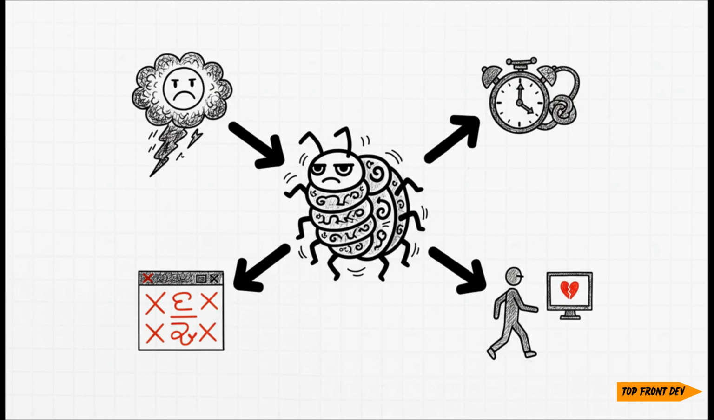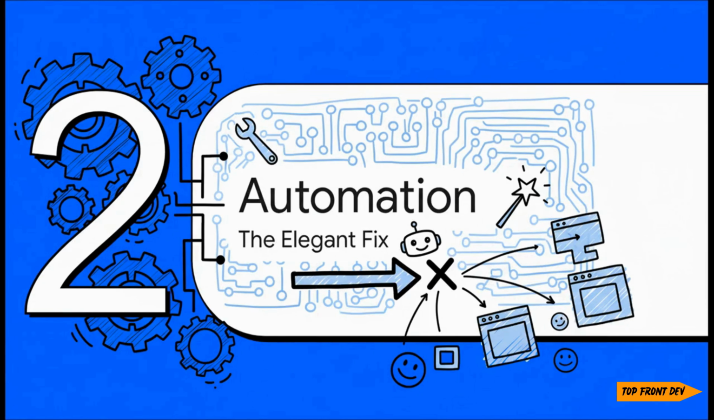Decreased efficiency, that means your app feels slow and clunky. And you know what happens when people get bored and annoyed? They start making mistakes. But the real kicker is that all of this leads to lower retention. If your app doesn't respect a user's time, they will absolutely find one that does. So how do we fix this nasty bug?